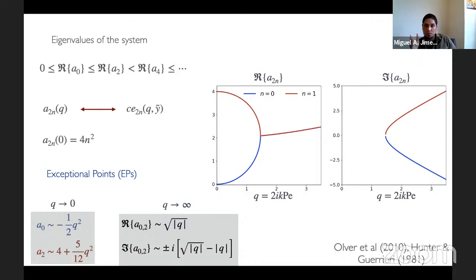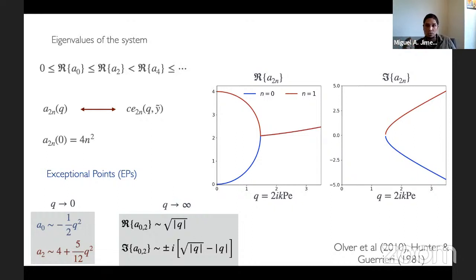the first exceptional point happens for the first two eigenvalues, and it happens at q of order 1. But before then, all of the eigenvalues are purely real, which represents purely decaying solutions. So you have a very narrow regime of values of q in which all solutions are purely diffusive. They just decay.